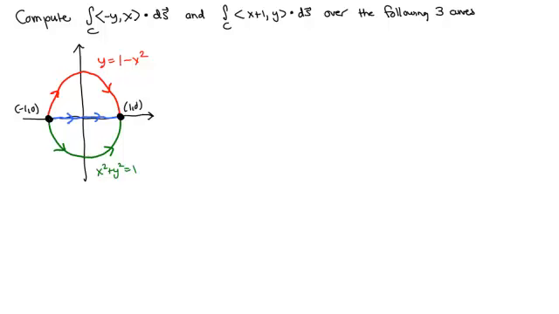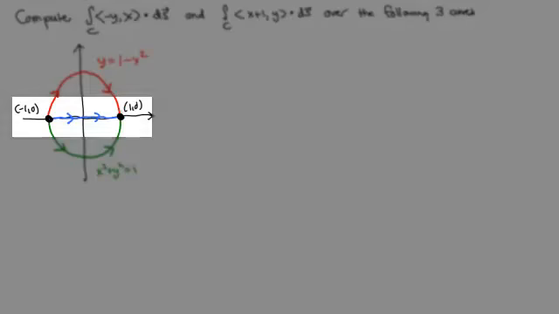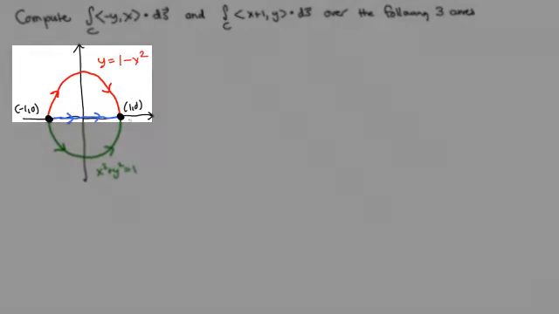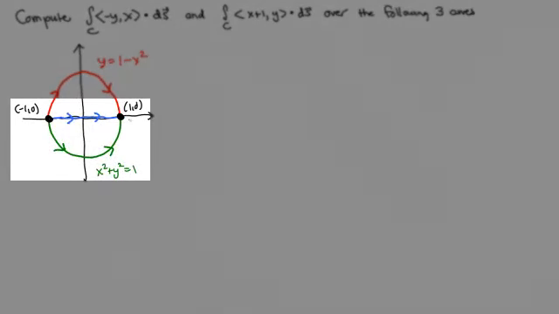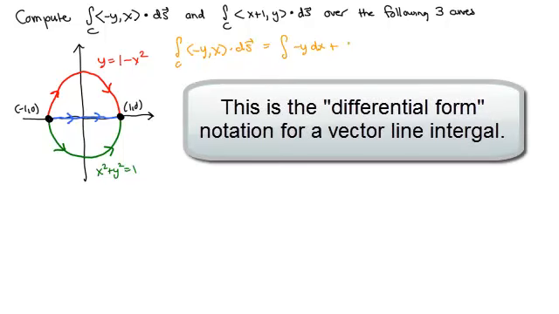First, we'll integrate them over the straight line curve in blue. Then we'll integrate them over the parabolic arc y equals 1 minus x squared in red, and then we'll integrate them over the circular segment x squared plus y squared equals 1. Now, to compute any one of these line integrals, say the first one, negative y, x dot ds, which is equivalent to negative y dx plus x dy, we're going to have to come up with parameterizations for each one of them.